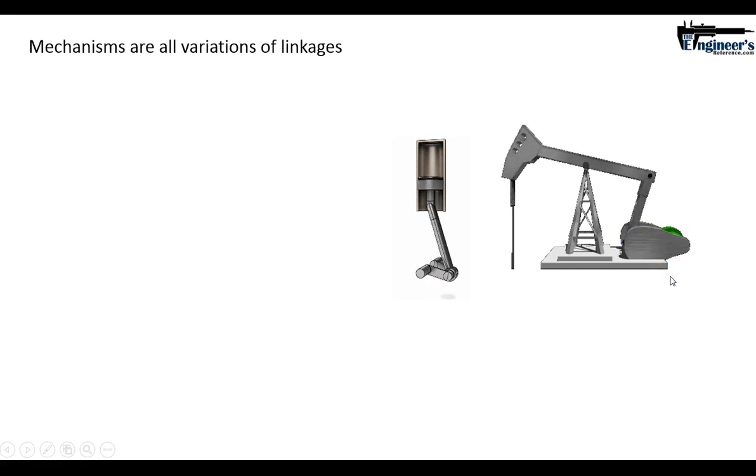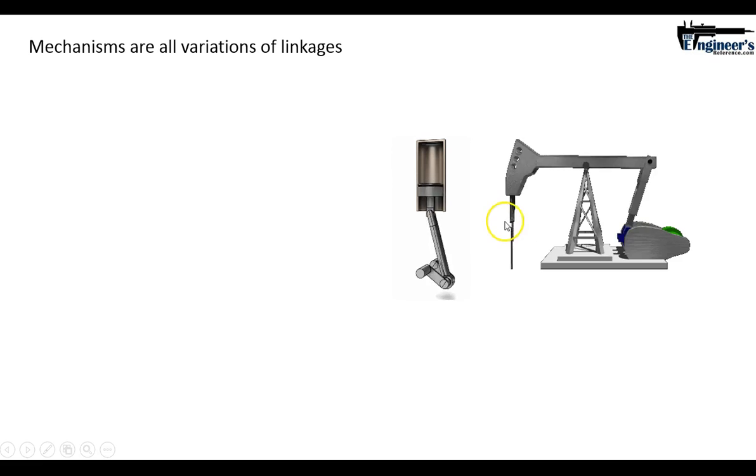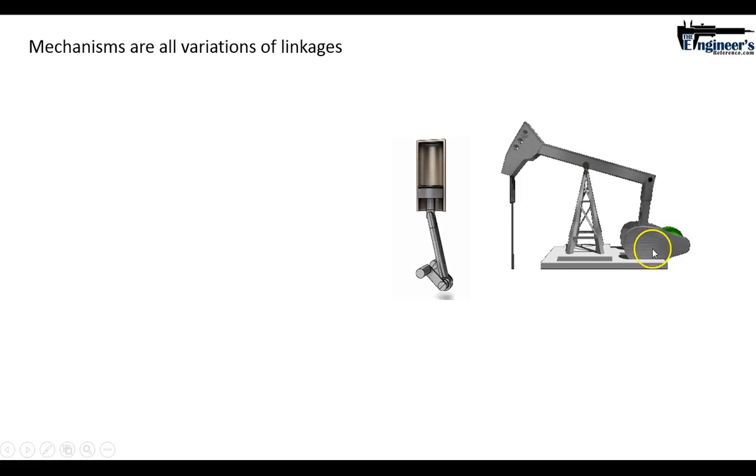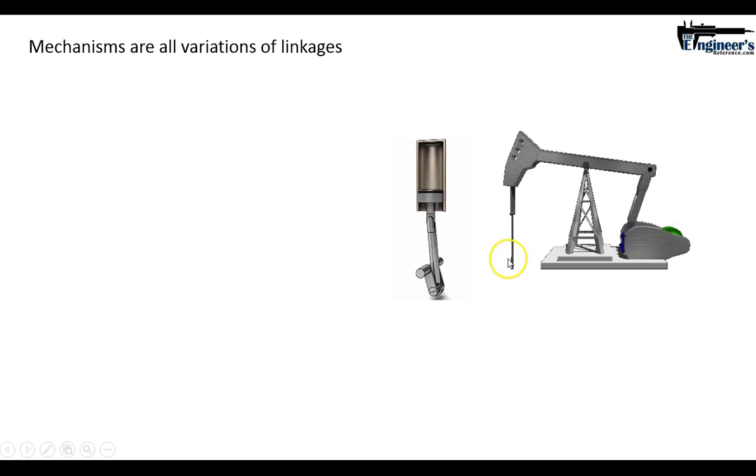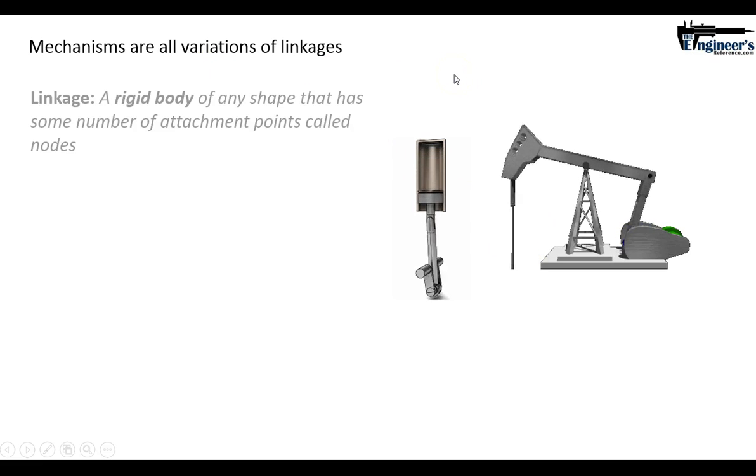Over here to the right of that is an oil derrick. Again, it has a very predictable motion that we want. It creates a pumping action going up and down, and it does this again through a series of linkages that starts back here with some sort of actuator, a motor of some kind, that through a series of linkages and the way they're connected together, creates this particular output. Again, mechanisms are all just variations of linkages.